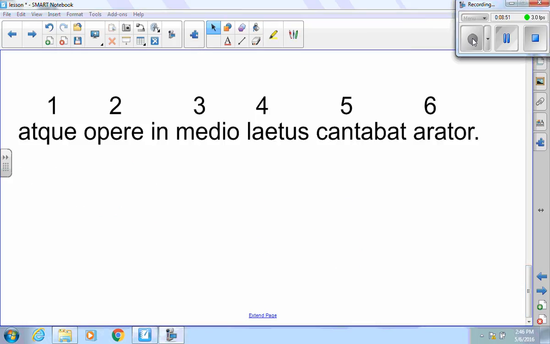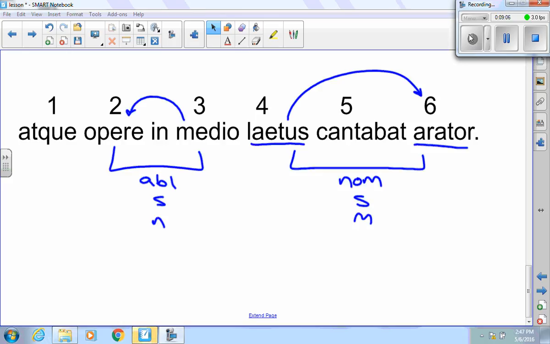Finally, you're going to get a sentence like this where they're expecting you to understand which adjectives go with which nouns. They're going to separate the two. So as you look through here, there are two adjective noun pairs. Can you pick them out? Well, 2 and 3 go together, opera and medio. They are both ablative, singular, and neuter.